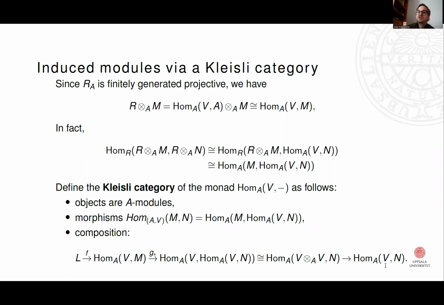So there's a co-multiplication on V. V goes to V tensor V over A. And if you apply hom blank N to it, you will get a map in the reverse direction. And so all in all, you get a map from L to hom V N, which is A-linear. And this is actually what we define as the composition of these two maps, F and G.